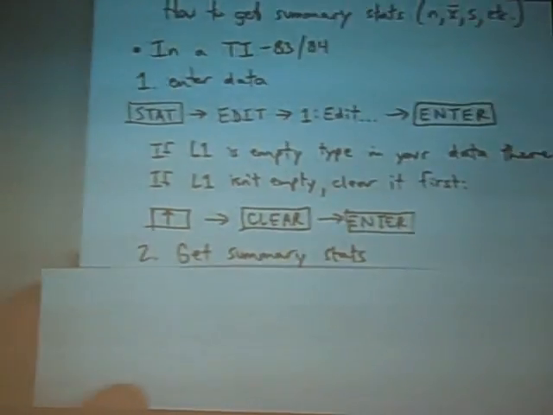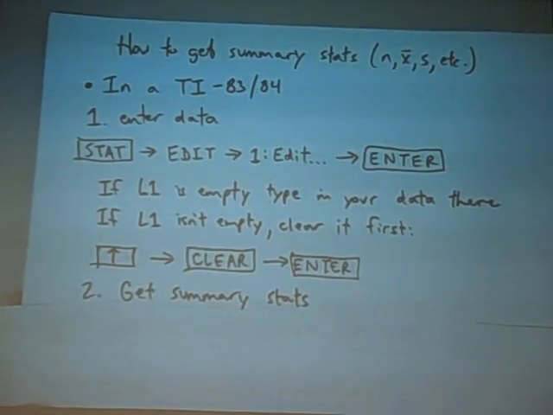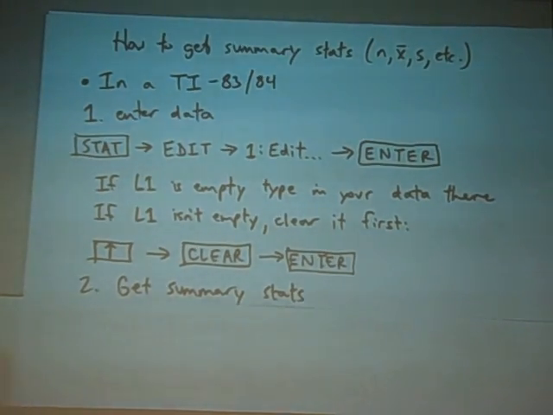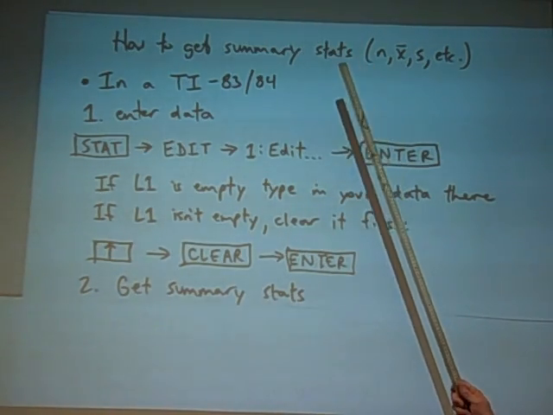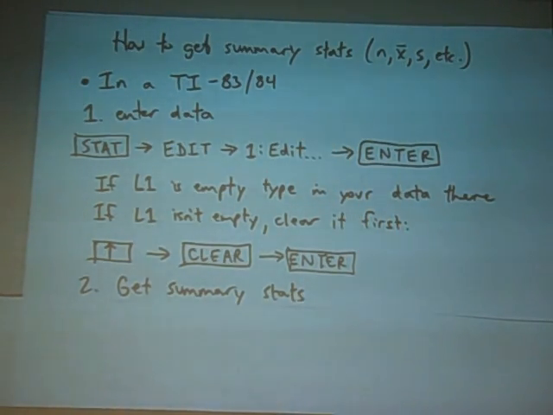This, again, is not in the notes. But once I scan this, you'll have access to it. All right, so how to get summary stats, n, x bar, s, etc. in a TI-83 or 84, so a TI graphing calculator. If you've got an 89 or a different version, this might work a bit differently.